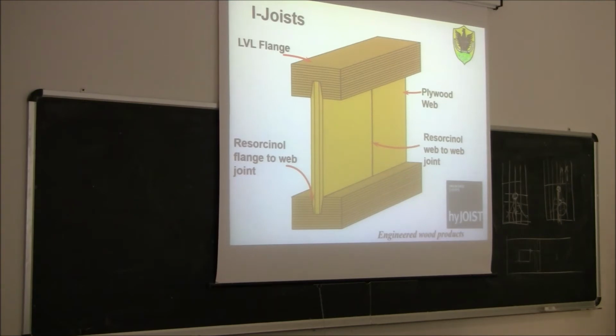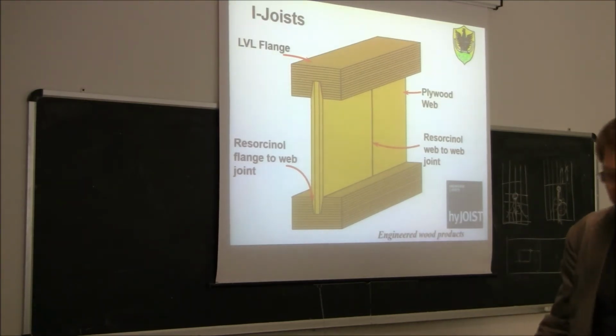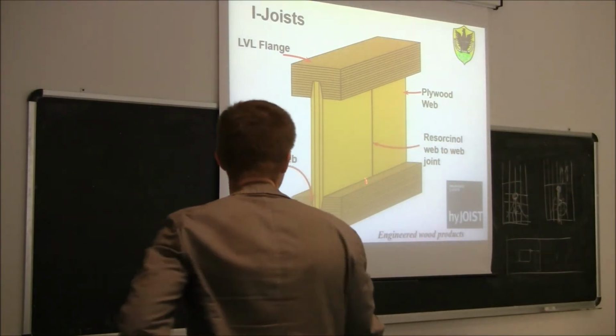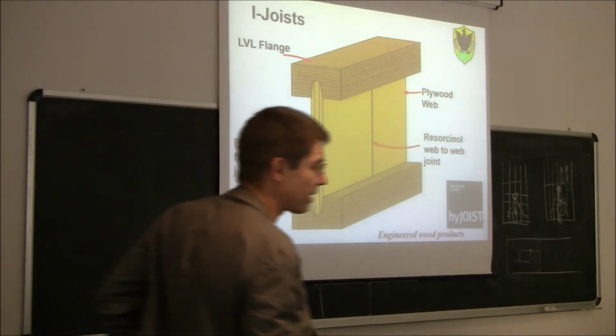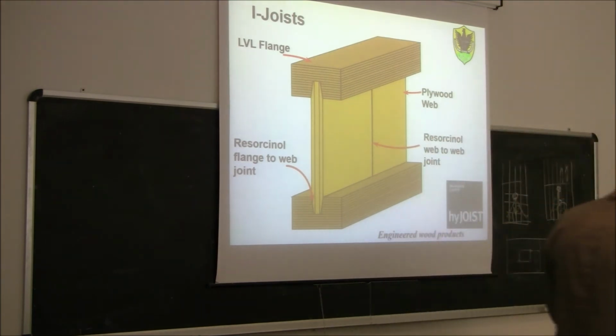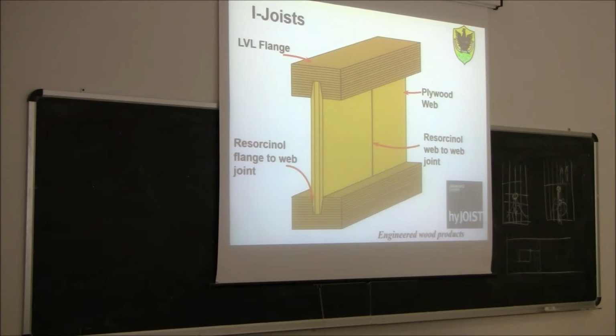Then we have this application, which is not common in Italy, it's more common in other countries, in America, in New Zealand, also in other European countries. This kind of I-joist. So the idea is to try to optimize the cross-section of a beam. You know that one of the optimal shapes for a beam is the I shape.